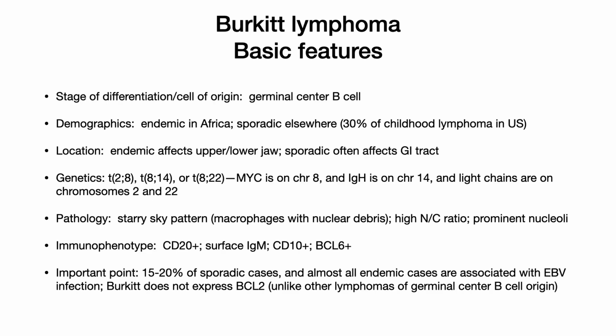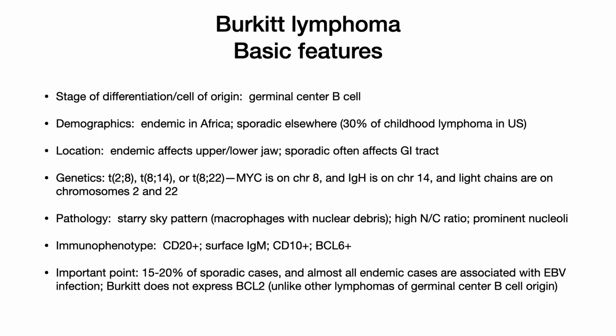So we've been talking about a lot of lymphomas that affect adults. Burkitt's would be one that affects kids. Burkitt's has two basic types. It's endemic in Africa, where it usually affects the jaw, and sporadic is elsewhere. A common location for that is the GI tract.